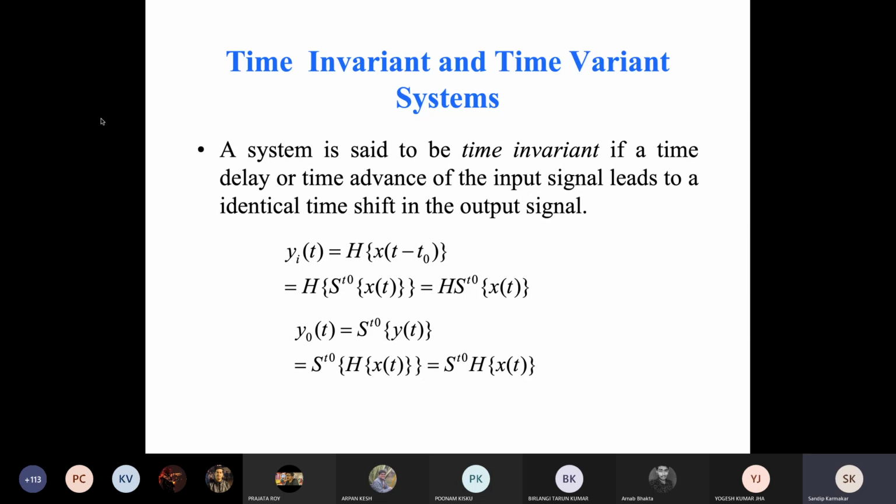For example, y(t) = H[x(t)]; H[x(t - t0)] = H_t0[x(t)], so y0(t) = H_t0[y(t)]. Did you understand this? If there is a shift in the input, then the corresponding shift in the output will occur. Okay?